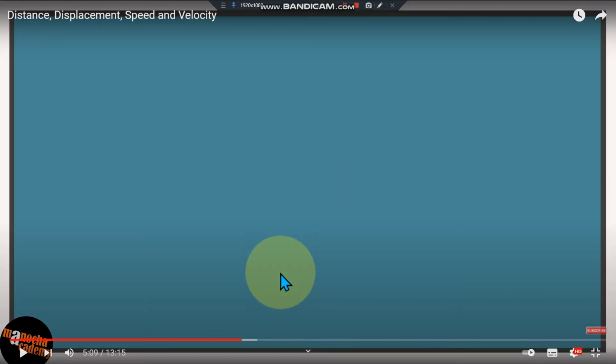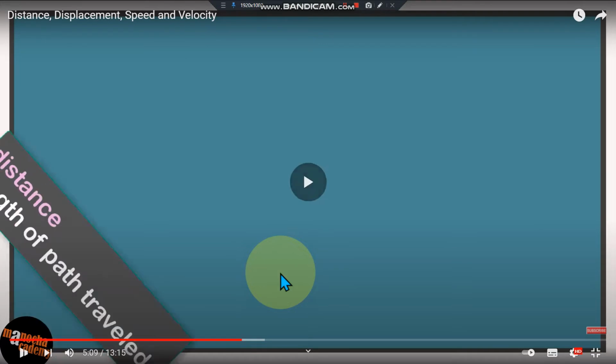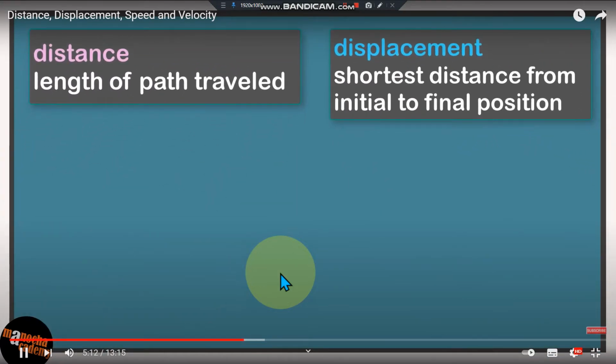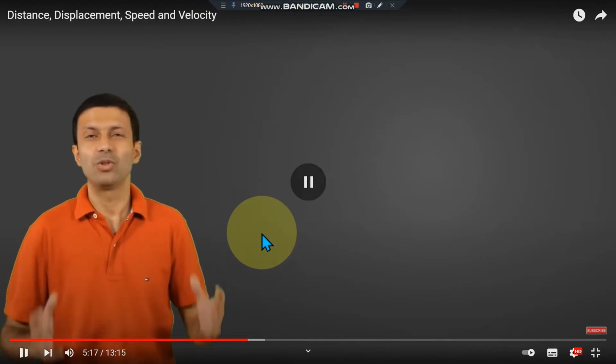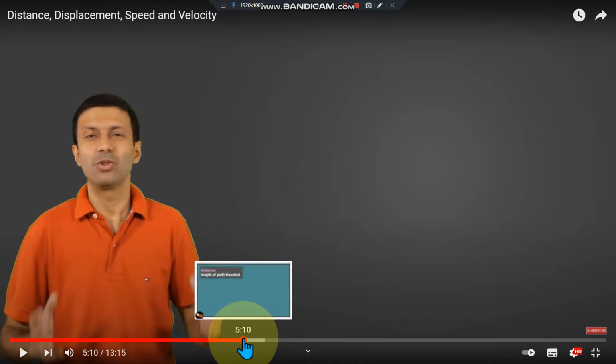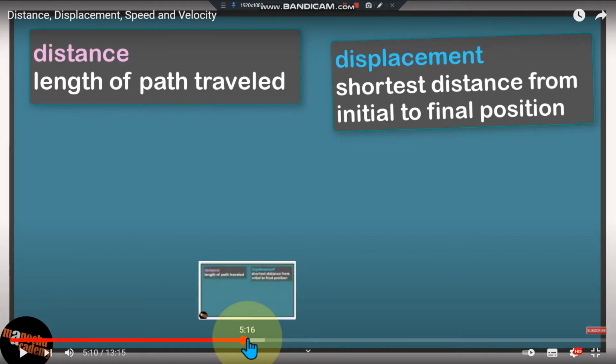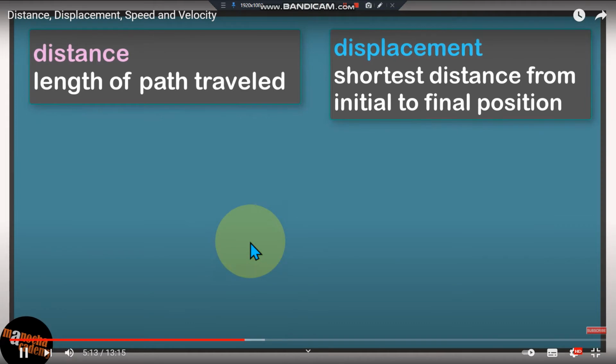Okay. So distance has no direction, while displacement has direction. Okay. Let's put distance and displacement on our concept board. Now let's talk about distance: total length covered, and displacement: shortest distance from initial to final position. Okay. And displacement on our concept board.